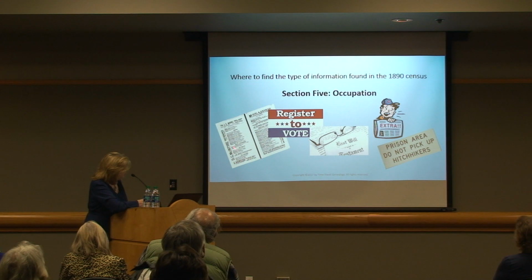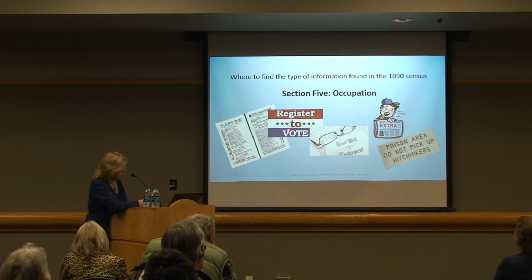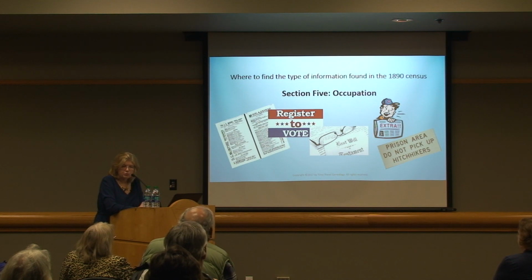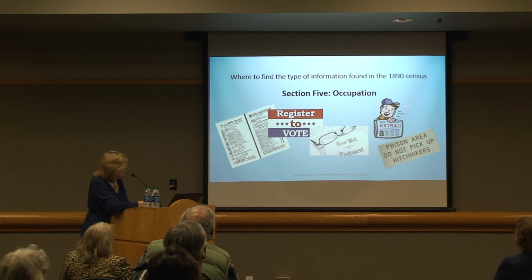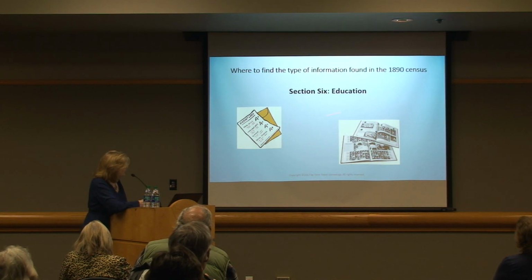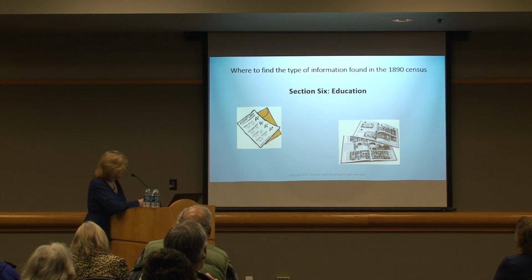Occupation, you're going to find them in city directories, some voter registration lists, wills. If a man leaves all of his carpenter tools to his son, it's a good bet that maybe he was a carpenter. Newspapers, of course, if someone was a farmer and he came into town, they're going to talk about so-and-so came into town to sell his grain. Also, prison records will give you an occupation. Education, you're going to find the information on school records and also yearbooks.